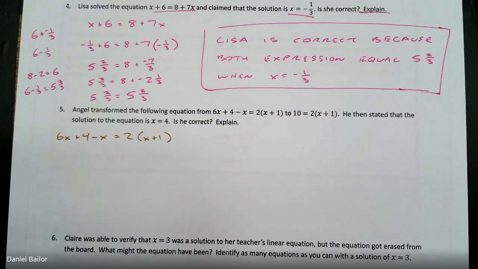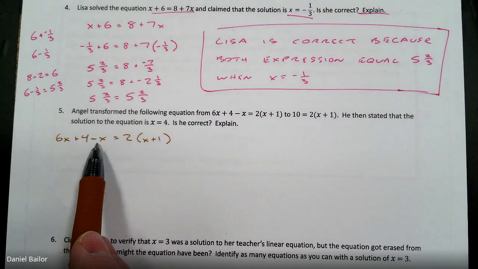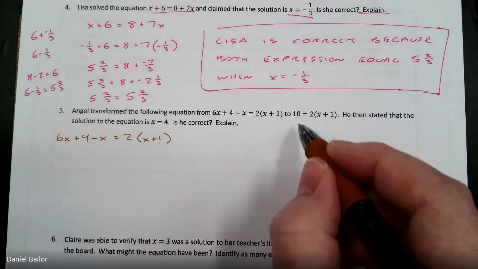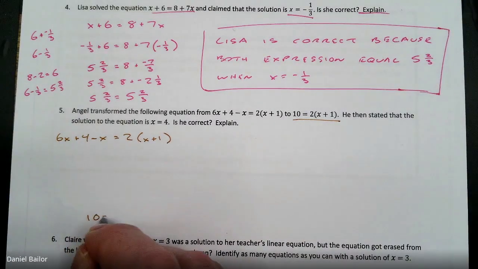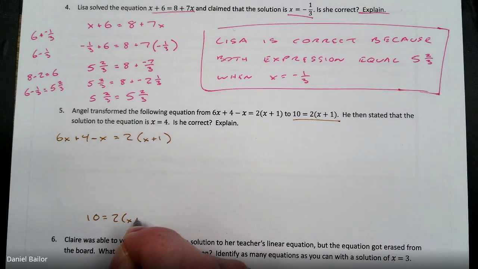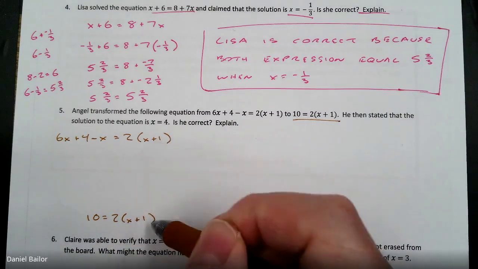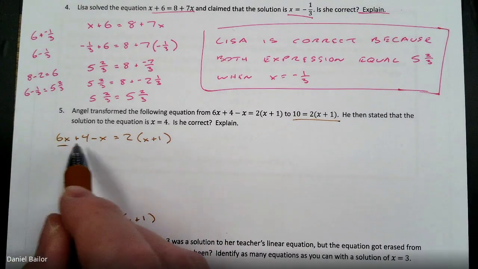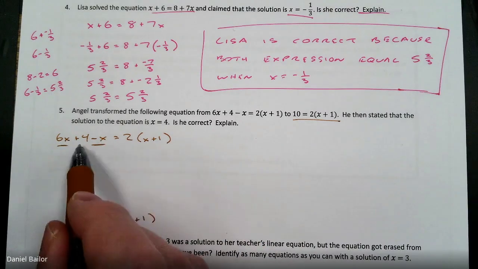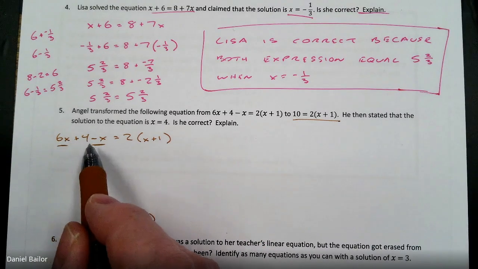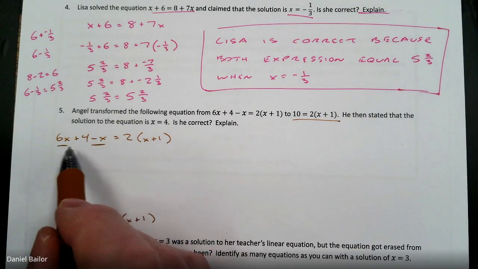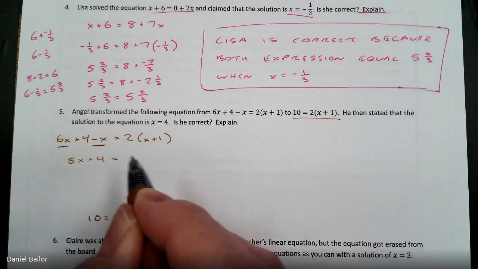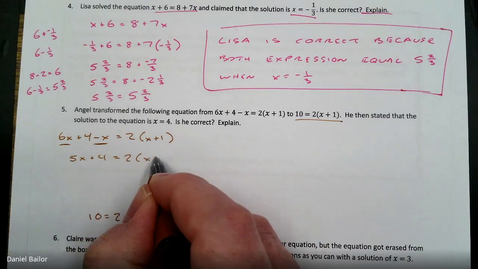Well, let's check. He has 6x plus 4 minus x equals 2 times quantity x plus 1. And he simplified it to 10 equals 2 times x plus 1. Does this turn into this? Well, let's check. First, let's combine our like terms. 6x minus x. The 4 does not go with them because the 4 does not have a variable with it. So we do 6x minus x. We get 5x plus 4 equals 2 times x plus 1.